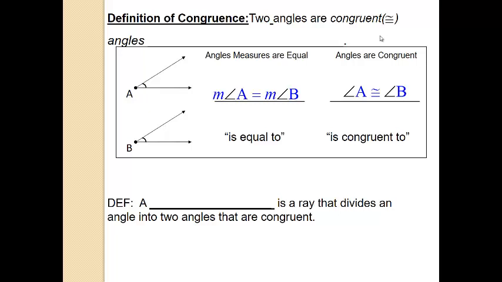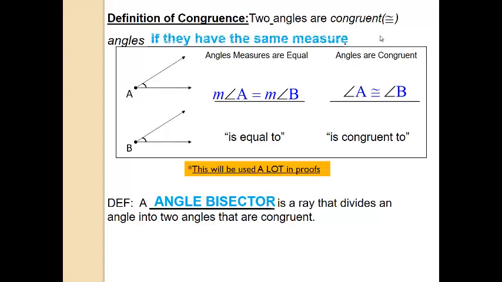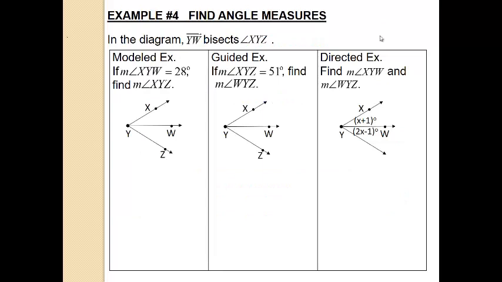And just like in segments, an angle bisector is a ray that divides an angle into two angles that are congruent. So anywhere you see bisector, you're going to set two things equal to each other. The definition of congruence is going to be used a lot when it comes to proofs. So here's my model example, guided and directed.